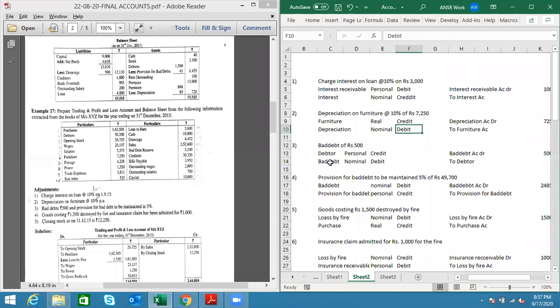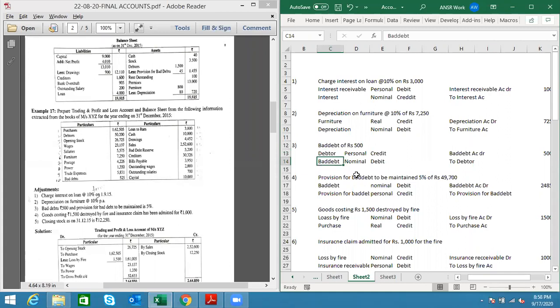Bad debt of 500. As I have repeated again and again, I'll repeat this again. What is bad debt? Bad debt is when you realize that from somebody you are not going to receive any money, then you are incurring a bad debt. You are incurring an expense, and the two aspects in it are debtor and bad debt.